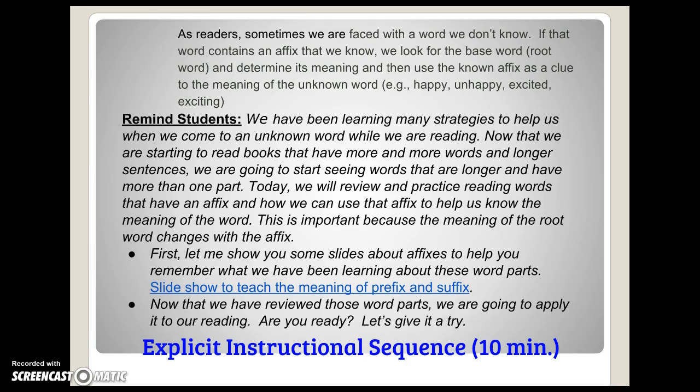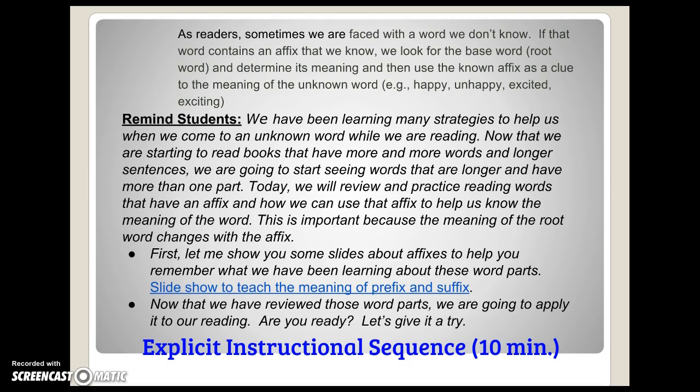You will then remind your students, we've been learning many strategies to help us when we come to an unknown word while we are reading. Now that we are starting to read books that have more and more words and longer sentences, we are going to start seeing words that are longer and have more than one part. Today, we will review and practice reading words that have an affix and how we can use that affix to help us know the meaning of the word. This is important because the meaning of the root word changes with the affix.